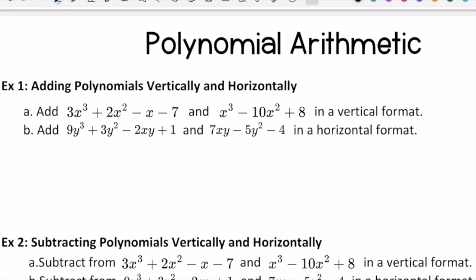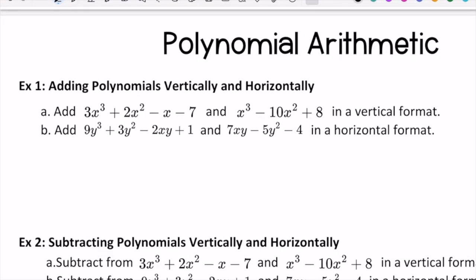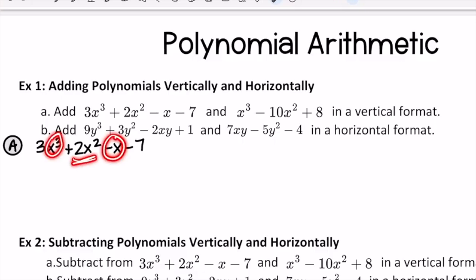So if I stack everything in the correct layout for vertical, so like if I'm looking at A, so I have 3x cubed plus 2x squared minus x minus 7. Now I will say that when we're adding this together, it needs to be in descending order. So anything that's missing, so if I had like an x cubed and went to x, make sure you leave some space, because if you have another term that's got x squared, everything's got to line up appropriately. So what I mean by that is if I have x cubed, that x cubed is going to go under that one.